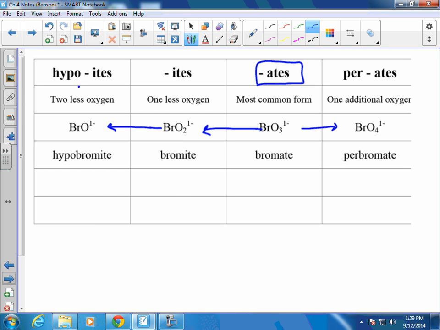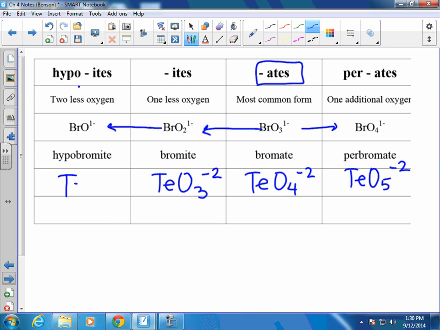And then if I go in the other direction, always starting from the -ates, I'm adding 1 additional oxygen. So I can see bromate to perbromate, bromite to hypobromite. So if I do tellurate, which I don't think is on your gold sheet, and I want pertellurate, then I would just have TeO5 with that -2 charge. And then tellurite with the -ite ending is TeO3 with a -2 charge. And hypotellurite will be TeO2 with a -2 charge.